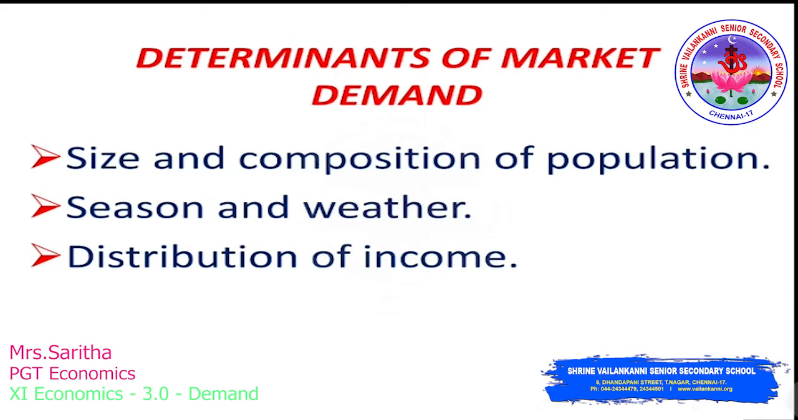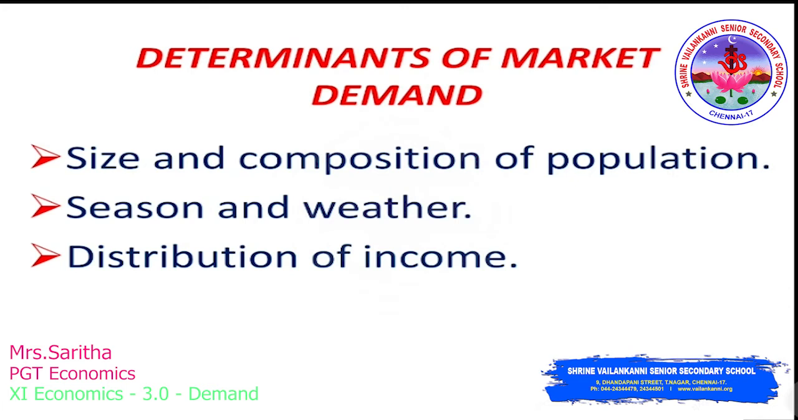The composition of population, that is ratio of males and females, children and number of old people in the population, also affects the demand for a commodity. For example, if a market has larger proportion of women, then there will be more demand for the articles of their use such as lipstick, saris, etc.